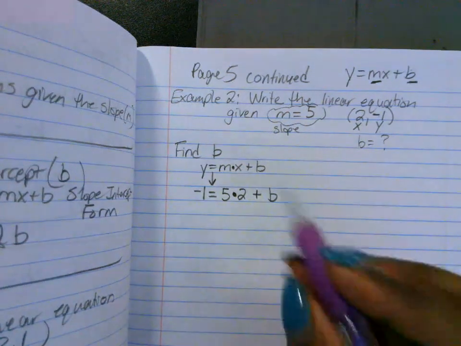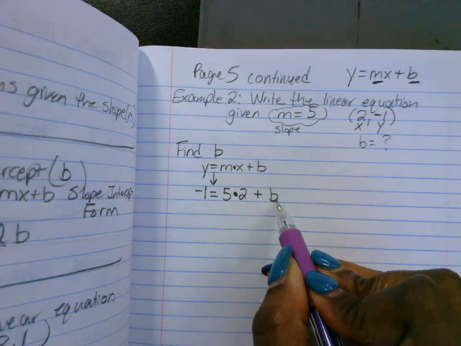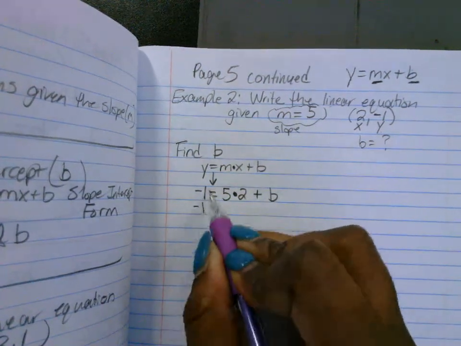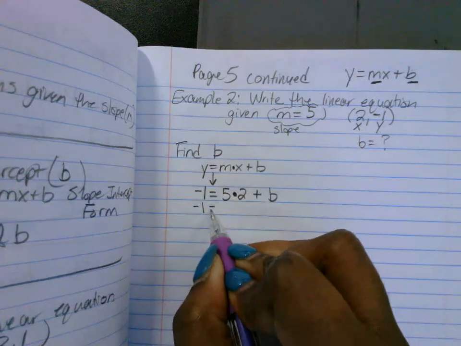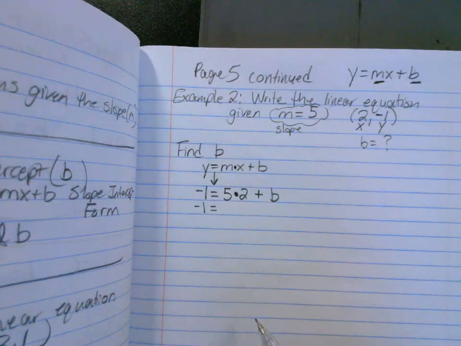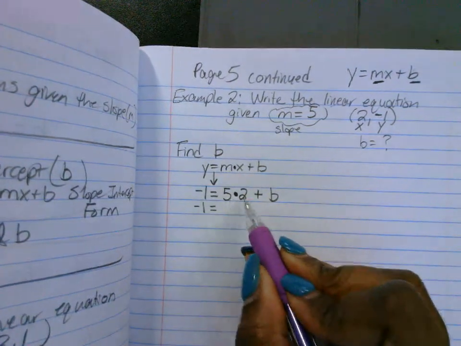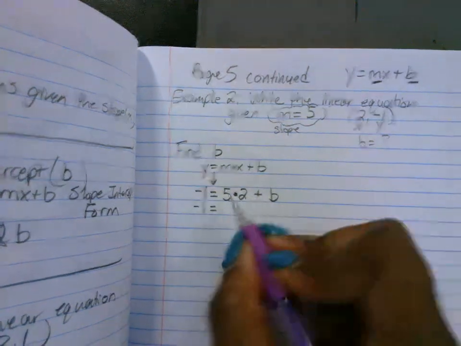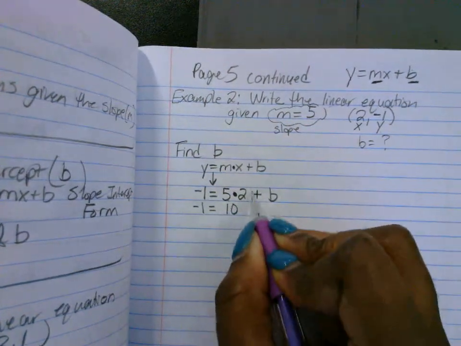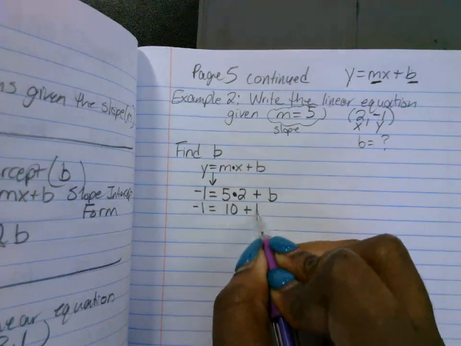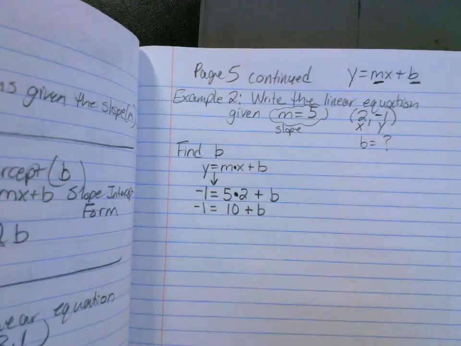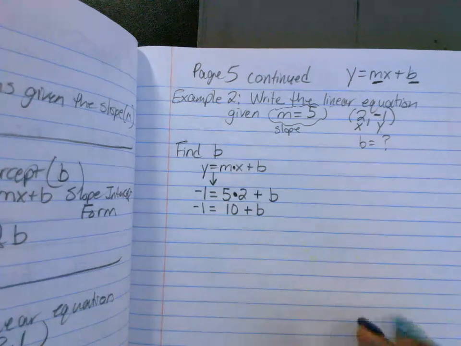Okay. So now we're going to solve for b. So we are going to bring down the -1, nothing to do over here. Bring down the equal. We're going to multiply 5 times 2. What's 5 times 2? We got 10. Bring down the plus. Bring down the b. Now we're going to get b by itself.